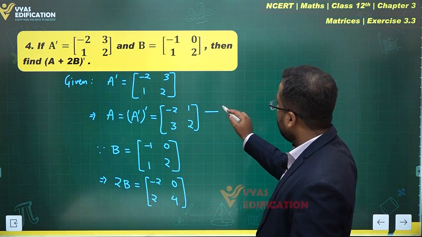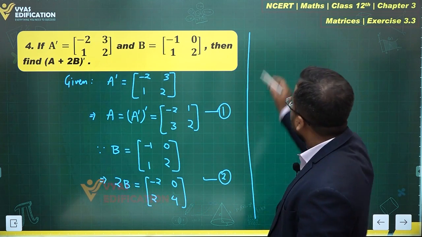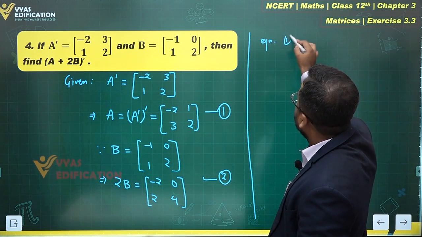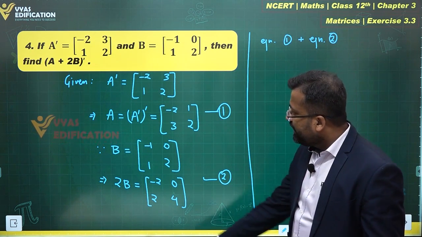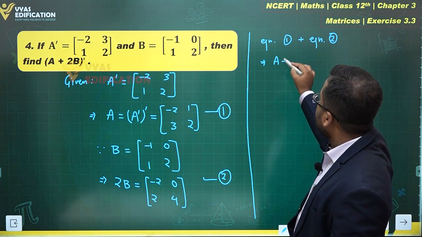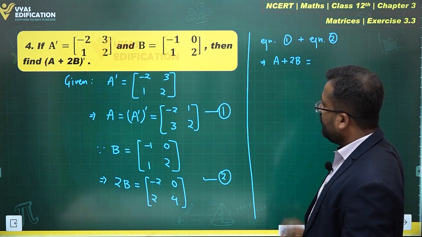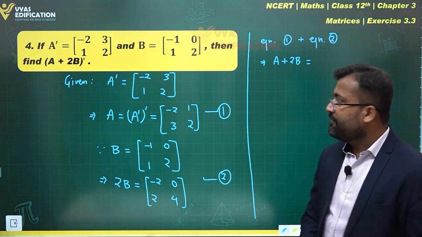Using this statement 1 and this statement 2 over here, right? Equation 1 plus equation 2. What does that give me on the LHS? I have A and 2B. This implies A plus 2B is equal to what? The sum of these two matrices over here. Can we easily find the sum? Yes. What is the sum?